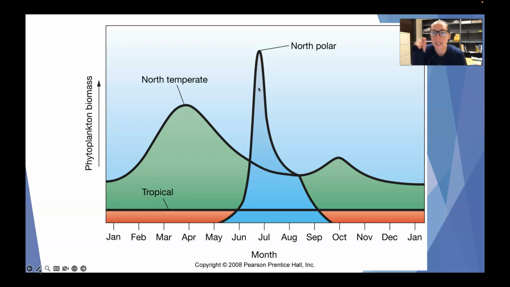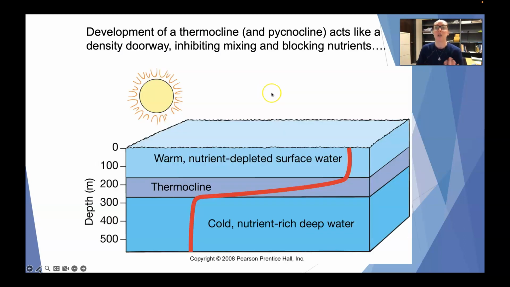So in this case, if we were to take the whole area underneath the curve, yes, North Temperate would be the most abundant, but North Polar has the greatest spike. And there's a big reason for all of this. So what happens is that there is a development of a thermocline and a pycnocline, by the way. If you remember, a thermocline is a sharp change in temperature in a short space. And the pycnocline is the change in density as well.